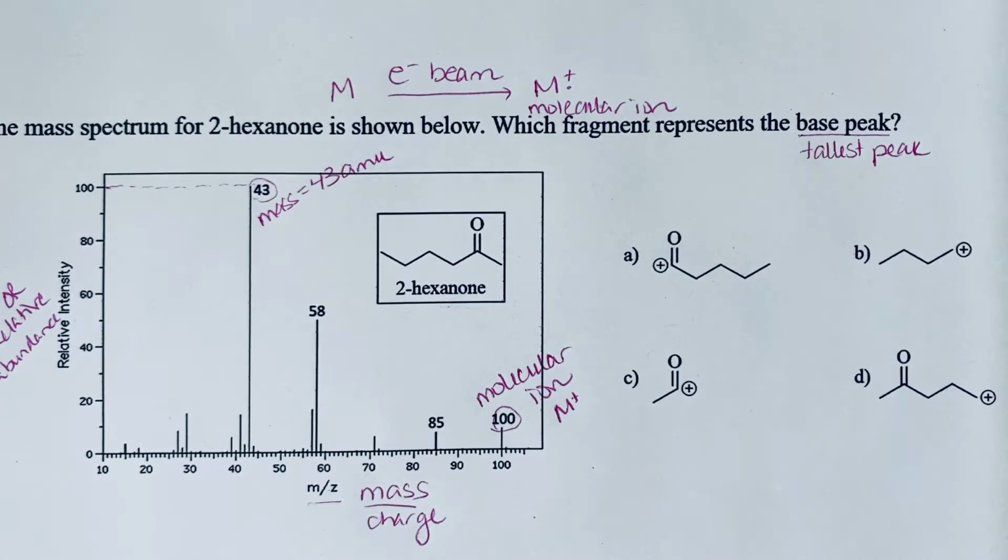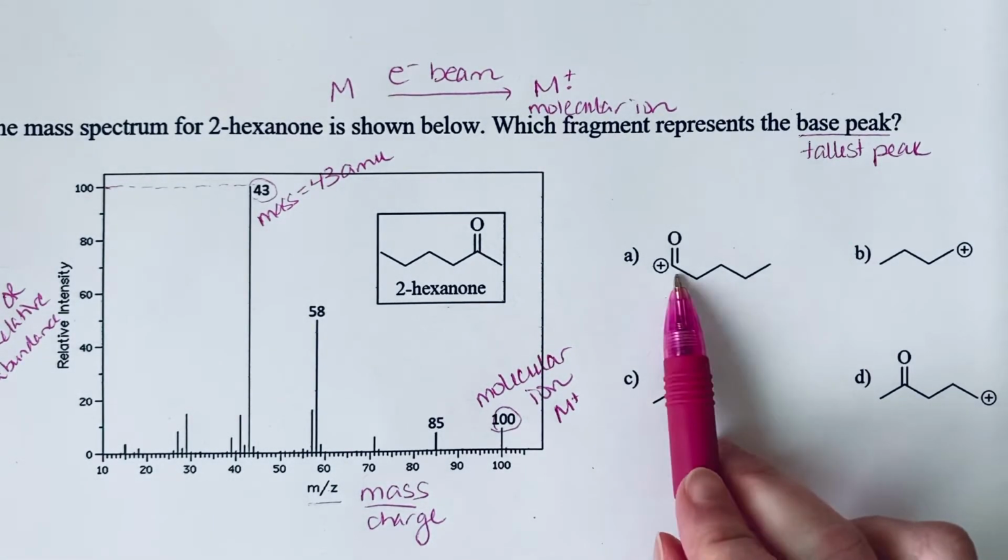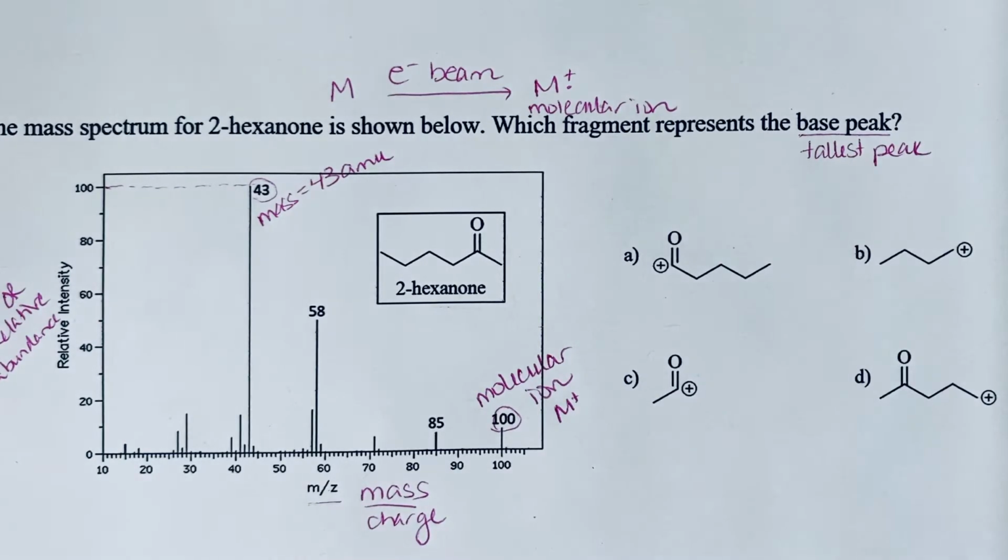So there's a few approaches you could take in considering this. If you wanted to just go the mathematical approach, you could simply calculate the mass of every one of these fragments and find out which one weighs 43. That would be a way to do it. Another way to look at this is the common fragmentations that we see.